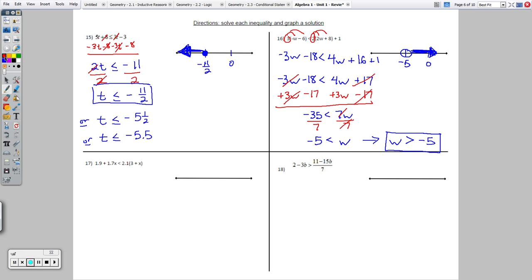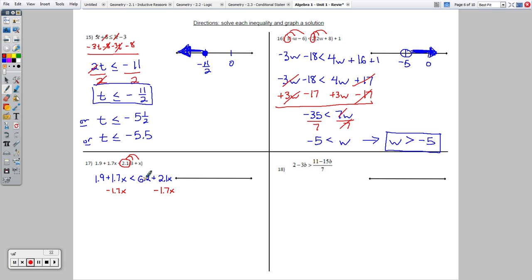Number 17. Looks like some more distribution to do here. We've got a 2.1. Distribute that through. That would leave us with, we got 1.9 plus 1.7x is less than 2.1 times 3 would be 6.3. And then 2.1 times x would be 2.1x. And it looks like to keep my variables positive, I could do this. It's okay if you make them negative. It would be okay to subtract 2.1x. I'm just choosing to do that instead this way.